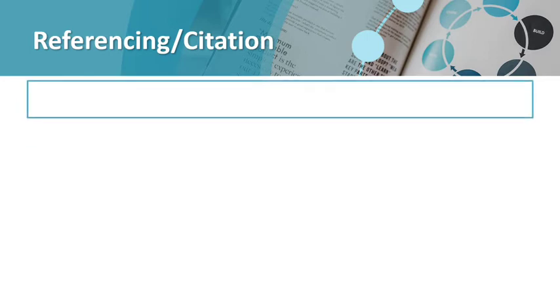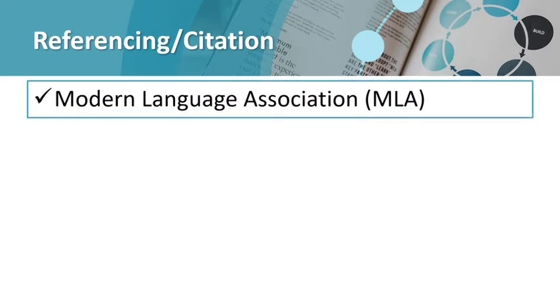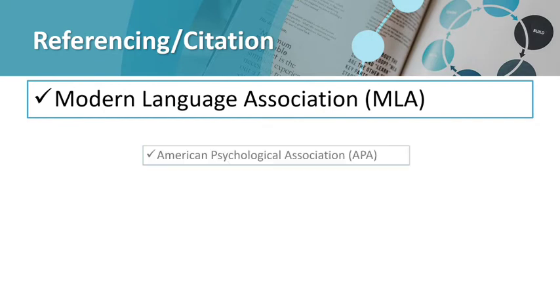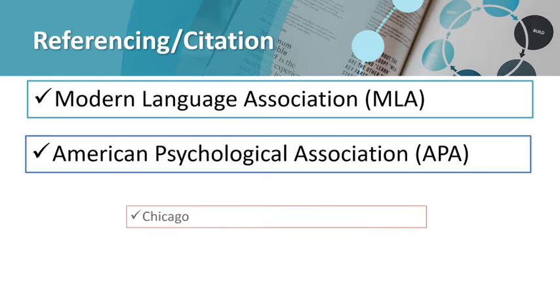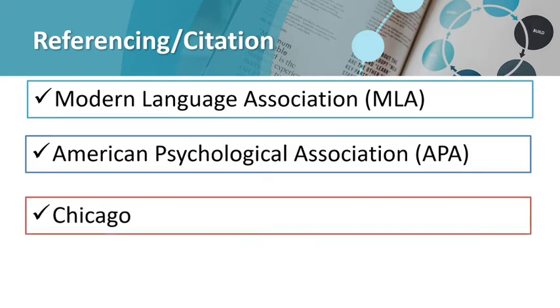There are three major citation styles used in academic writing. First is the Modern Language Association. Second is the American Psychological Association. And third is the Chicago, which supports the two styles. Now, in this video, I am going to discuss the American Psychological Association or the APA format.